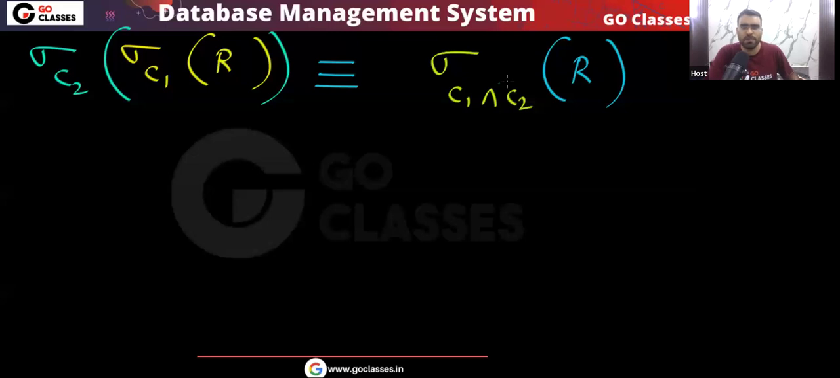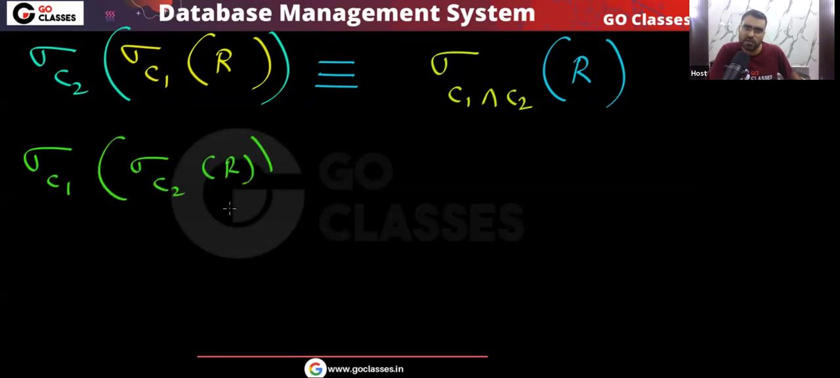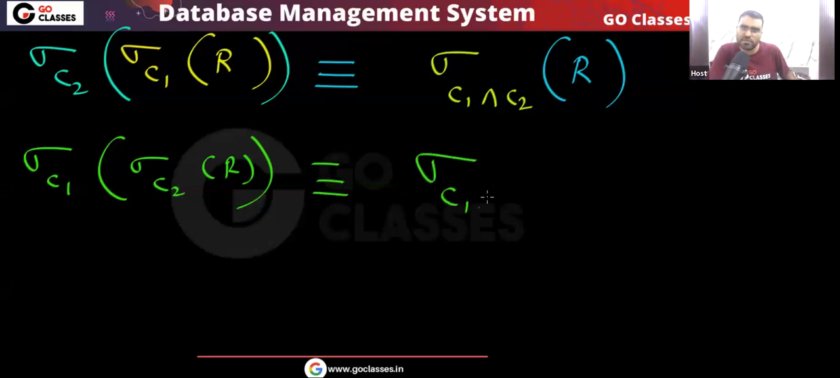Do you agree with me? Basically, overall, I want those tuples where both conditions C1 and C2 must be satisfied. First you satisfy condition C1, then you satisfy condition C2. So, both of these two conditions you satisfy. Now you can easily see, can you notice they are the same? Here also, both the conditions you need to satisfy.